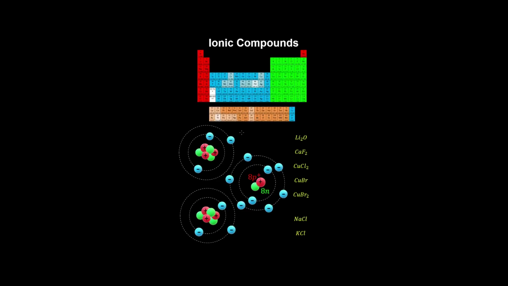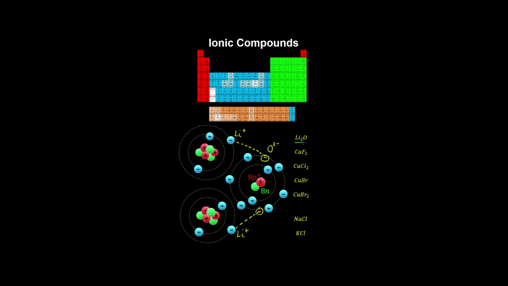Ionic compounds form when elements, typically metals, transfer electrons to nonmetals. So in this case, two lithium atoms transfer electrons to an oxygen atom. Effectively, you get a strong electrostatic attraction between two lithium cations and an oxygen anion.